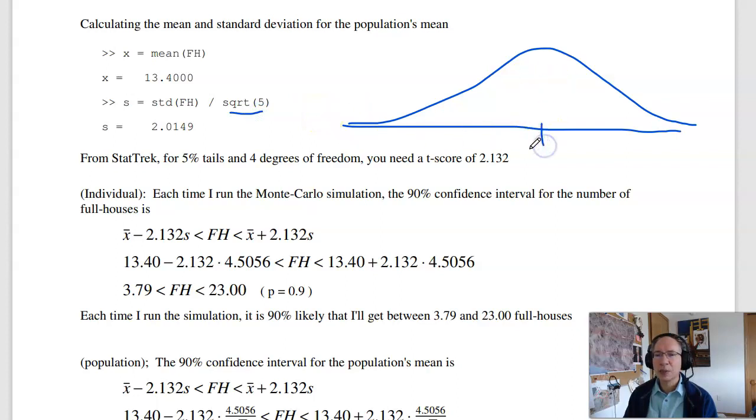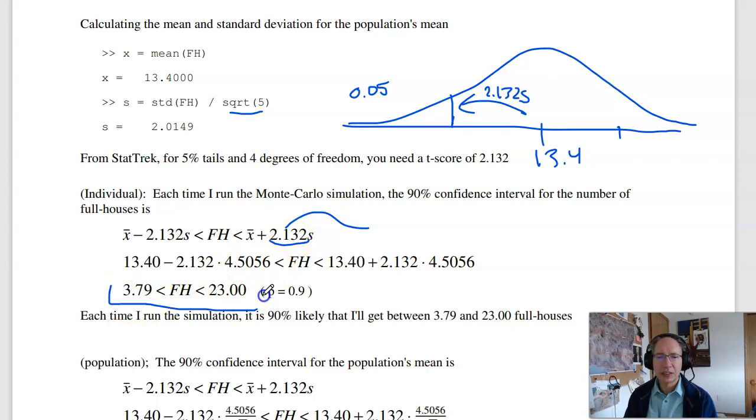So the probability of getting a full house will be roughly 13.4 out of 10,000 plus or minus 2.132 standard deviations. And where this comes from is this is from StatTrak. I've got 5% tails, and the t-score corresponding to 5% with 4 degrees of freedom is 2.132. So I'm going to go left and right, 2.132 deviations, and I get this.